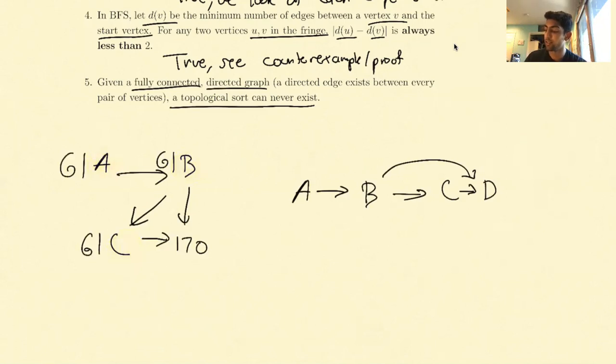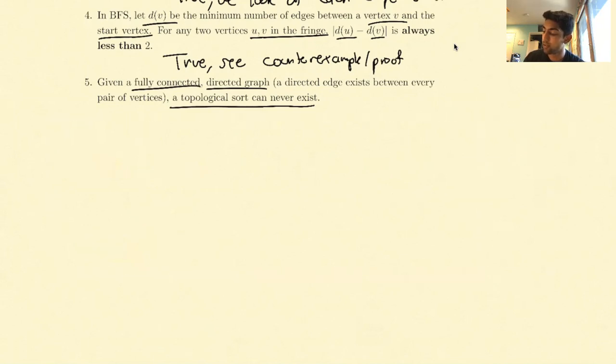Cool, nice. So let's look at this question now. A fully connected directed graph where an edge exists between every pair of vertices. Can we have a topological sort? Intuitively, it seems that if we have a ton of edges in a graph, it's harder to create a topological sort. But I can create a simple counterexample.